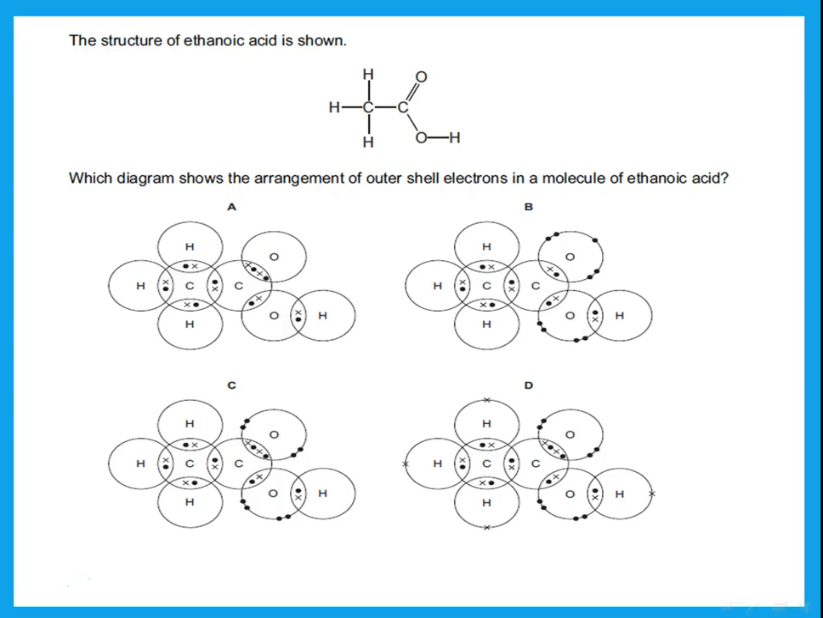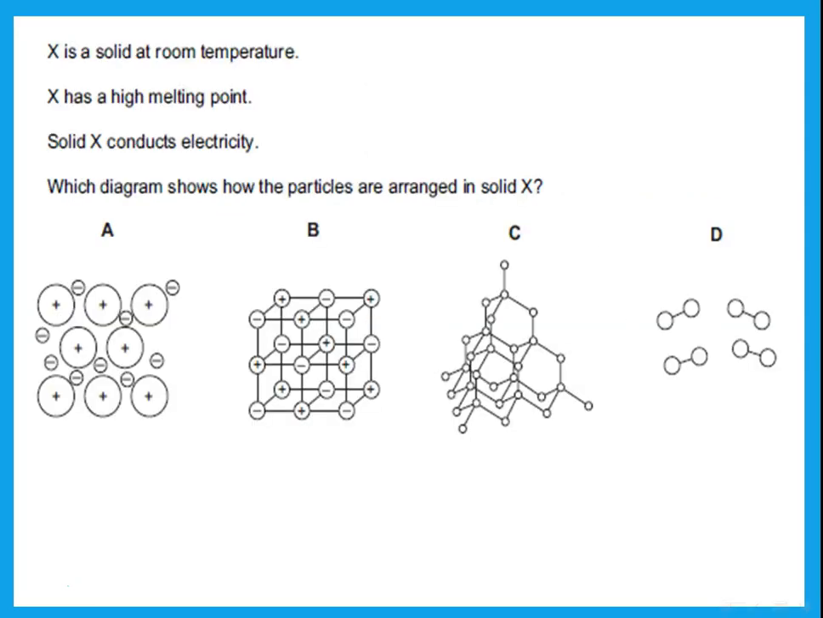C, is C correct or wrong? C is actually correct. What about D? D, he has extra electrons on the hydrogen. He gives each hydrogen 2 electrons of its own, which is wrong. So your answer is C.